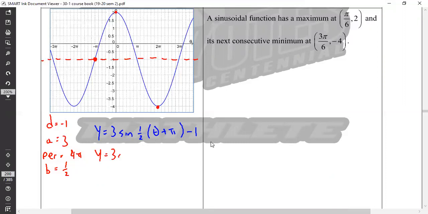Y is equal to 3 cos half. All of this is the same. What's different is just the stuff for the phase shift. Cosine starts at a maximum, so no phase shift for this. So this is just 3 cos half theta minus 1. Negative sine.